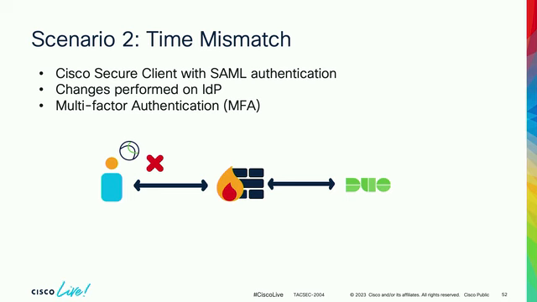This is one of my favorite scenarios, and it's pretty common: time mismatch issues. In this example, we have a Duo server, and multi-factor authentication has been implemented. It means that Duo will send out a push to the user, and the user needs to confirm that push, and it takes some time to answer to that push.